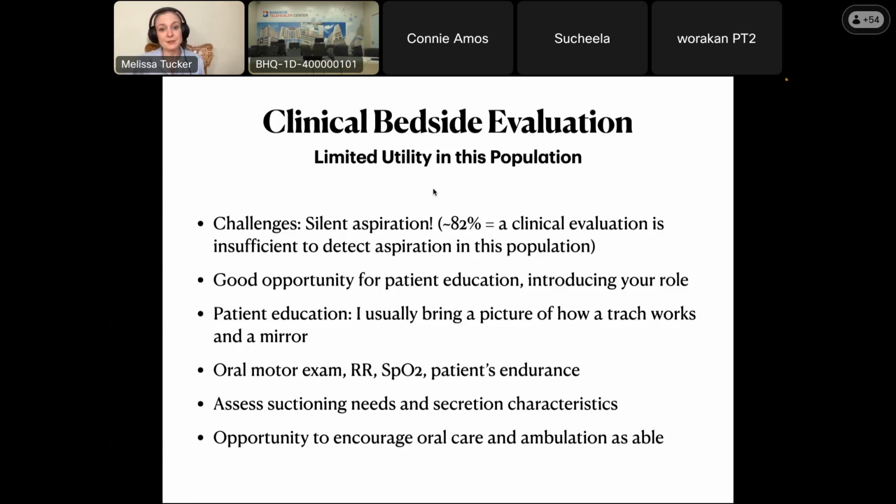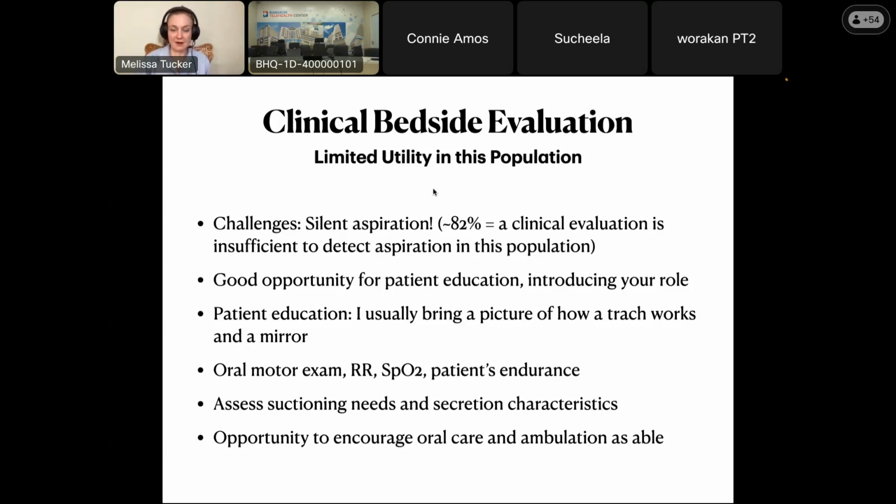It's an excellent opportunity for patient education. It's an opportunity for you as the clinician who's treating their dysphagia, whether you're a physician interested in this topic or an occupational therapist or another type of therapist, to come in and introduce your role, explain to them the trajectory of care with regard to swallowing and their tracheostomy. It's a great opportunity for patient education.